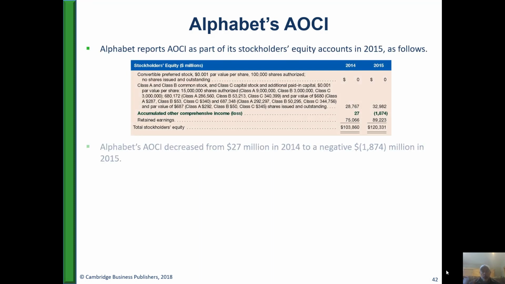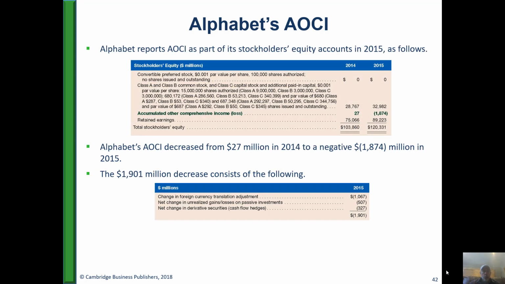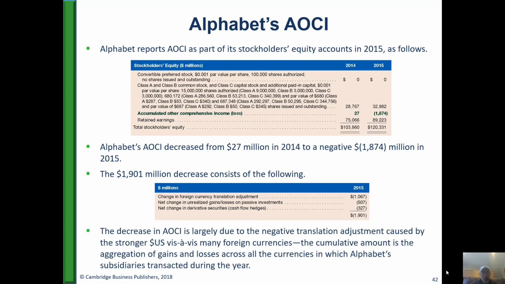Alphabet shows total stockholders' equity of 115 billion and 120 billion, and accumulated other comprehensive income in the amounts of 27 million and 1.8 billion, which is broken out at the bottom of the screen here. And one of those components is the change in foreign currency translation adjustment at $1.6 billion. So that showed up as a loss. So that's substantial. We need to be aware of that.